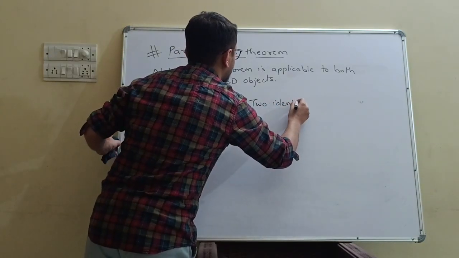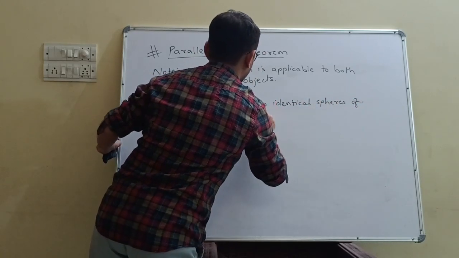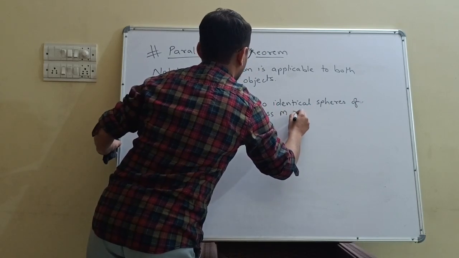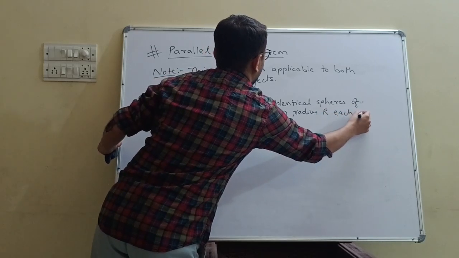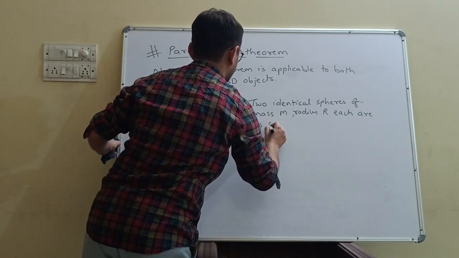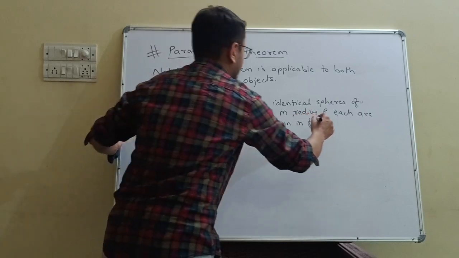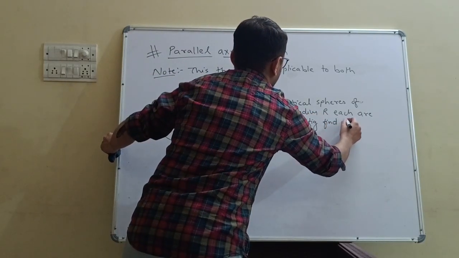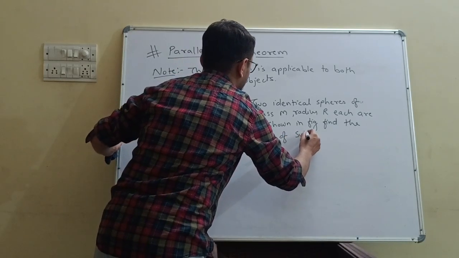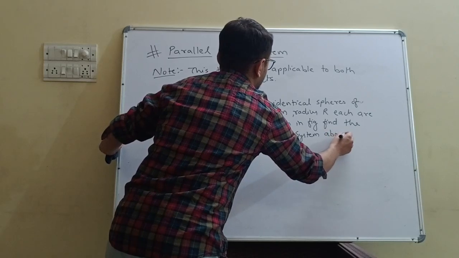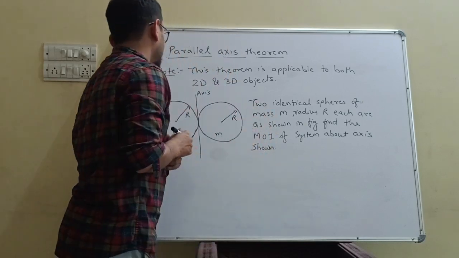Two identical spheres of mass m, radius r each are as shown in figure. Find the moment of inertia of the system about the axis shown.